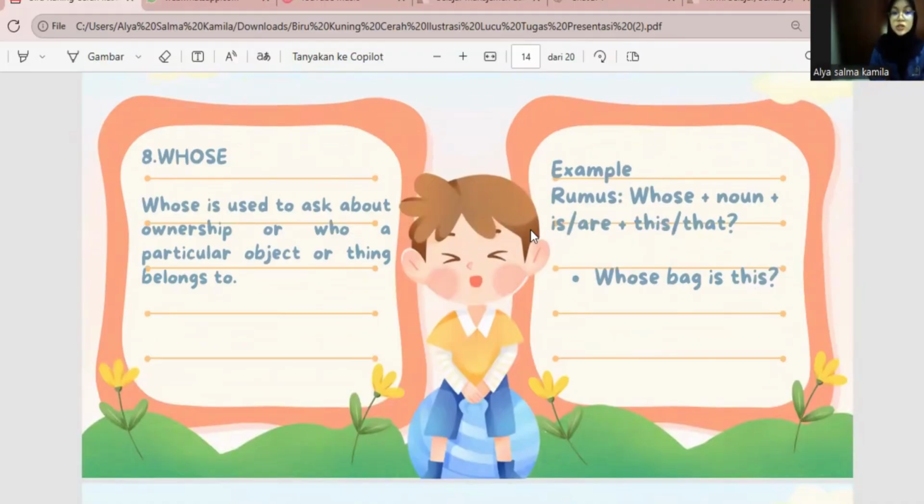Whose is used to ask about ownership, or who a particular object or thing belongs to. The formula is whose plus noun plus is, are plus this, that. Example, "Whose bag is this?" It means who owns this bag. We use is for a singular object and are for a plural object.